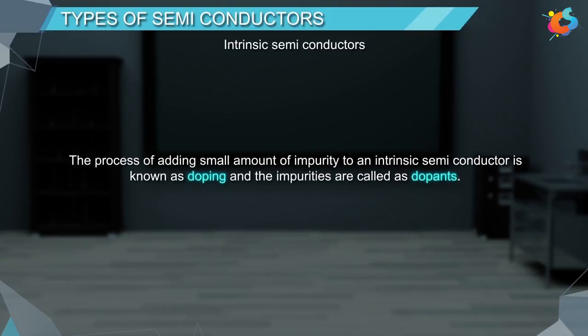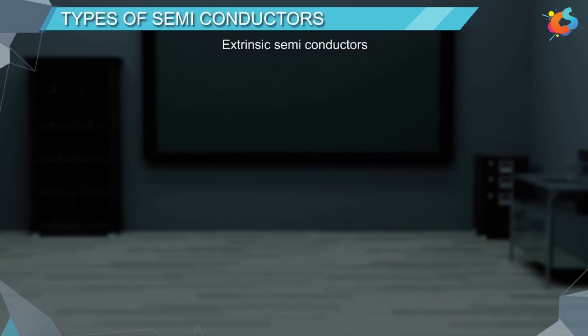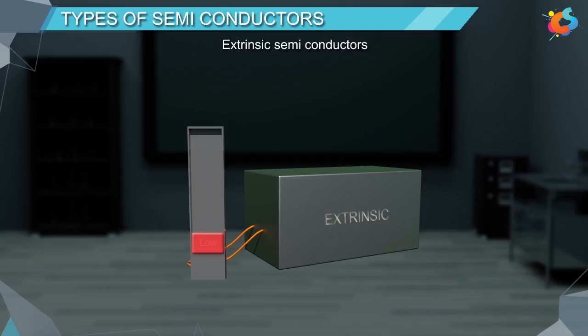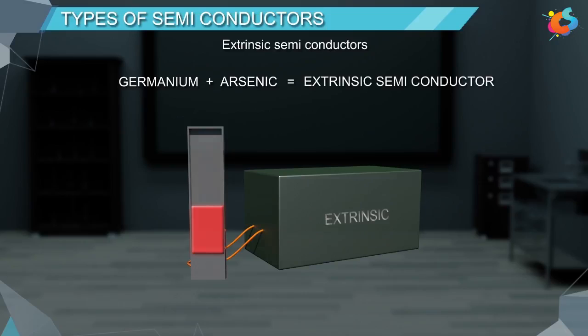The process of adding a small amount of impurity to an intrinsic semiconductor is known as doping, and the impurities are called dopants. Extrinsic semiconductors. The semiconductors which are formed by adding impurity to an intrinsic semiconductor are known as extrinsic semiconductors. Example: when germanium is doped with arsenic as impurity, it becomes an extrinsic semiconductor.